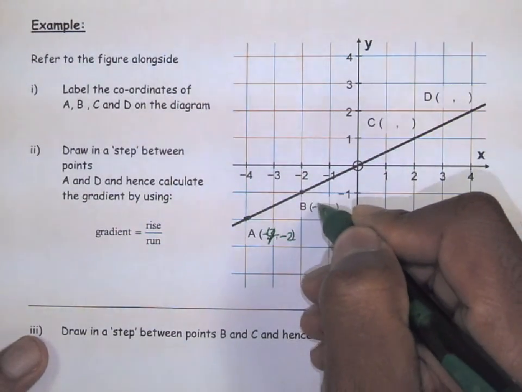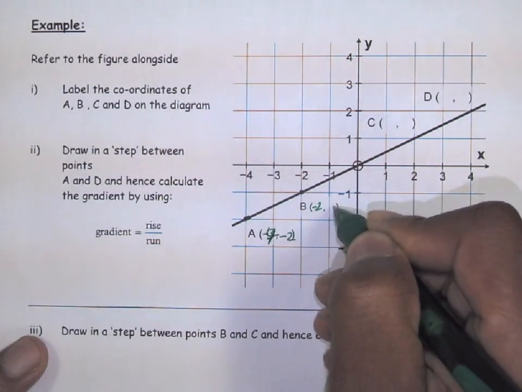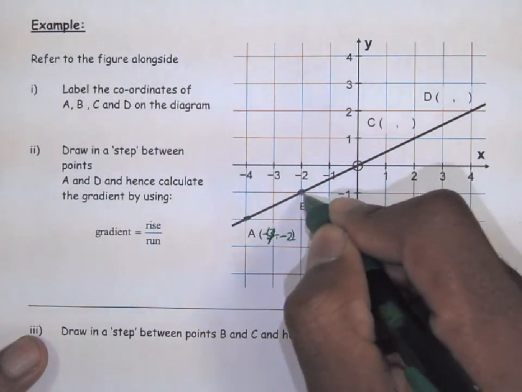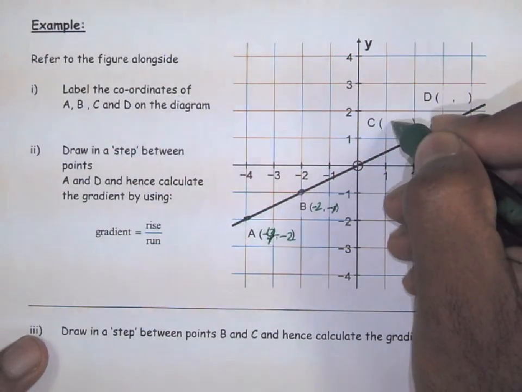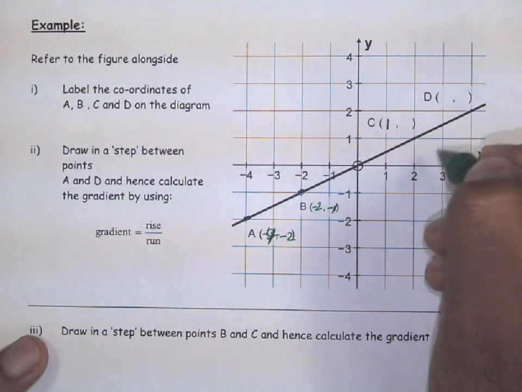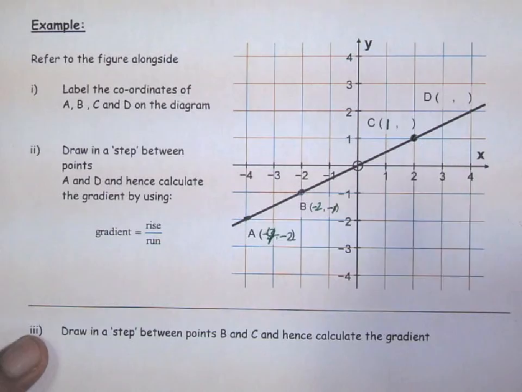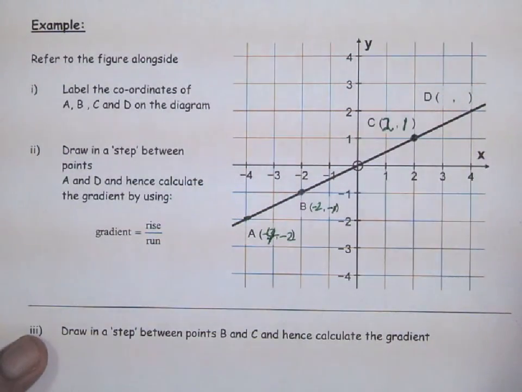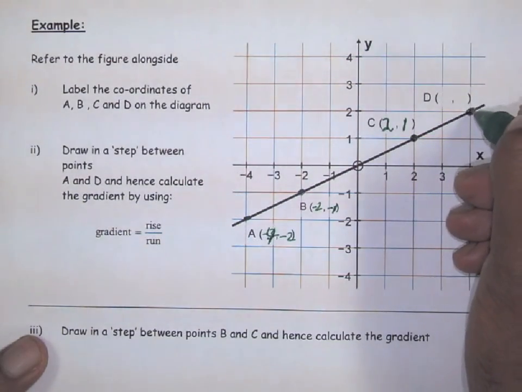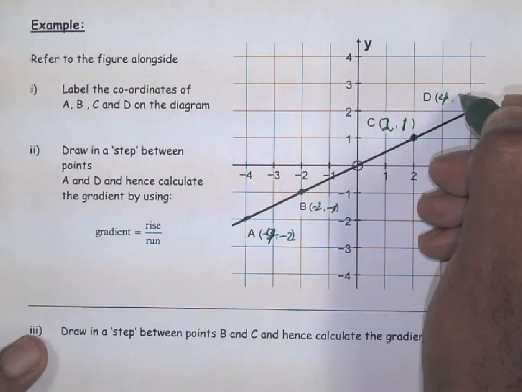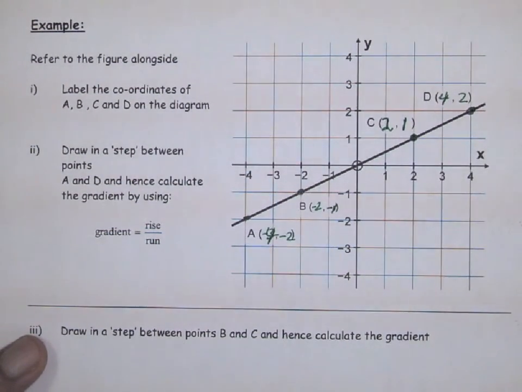B is minus 2, minus 1. Okay, that's the coordinates of B. X is minus 2, Y is minus 1. The coordinates of C: C is there. X is 2, Y is 1, okay? The coordinates of D, which is that point, X is 4 and Y is 2.